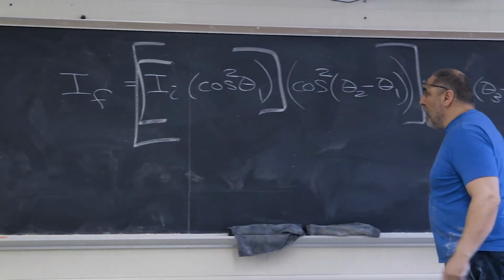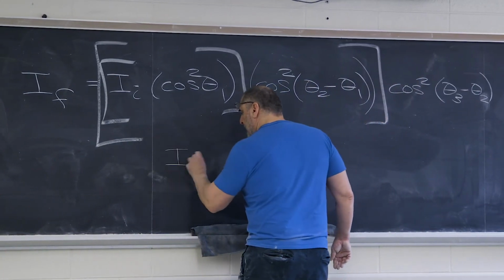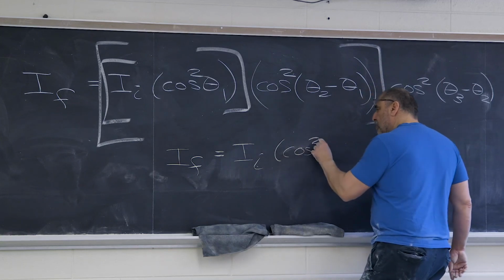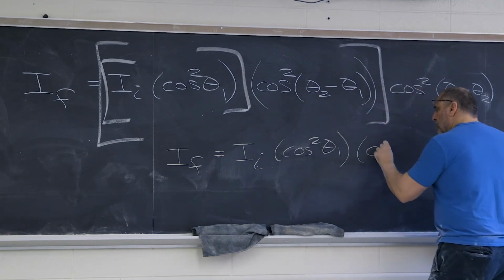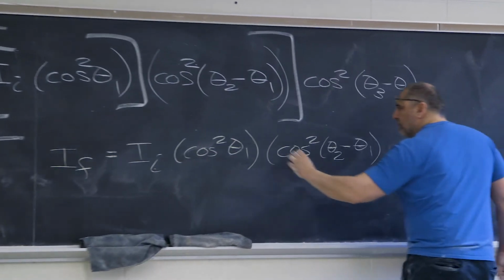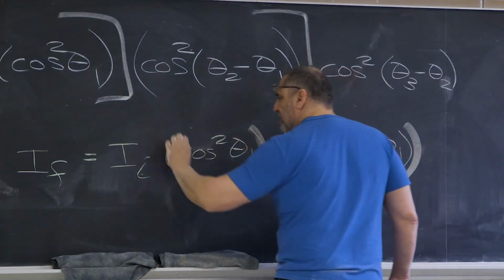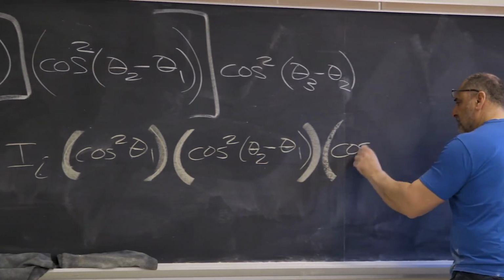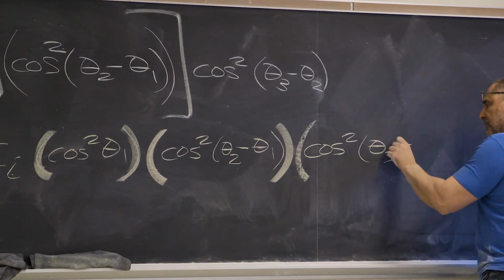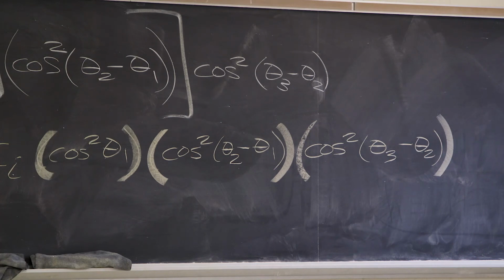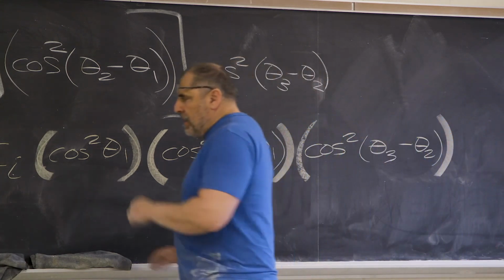That's it. All of these. I mean, you're going to hit all of them. At the end of the day, it becomes IF equals II times cosine squared. All right, it's the same thing I wrote up there, you guys.